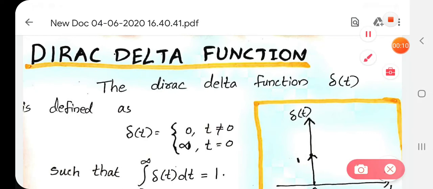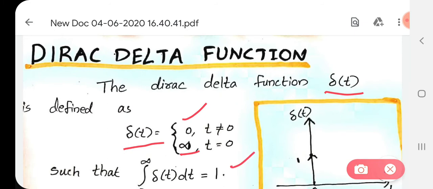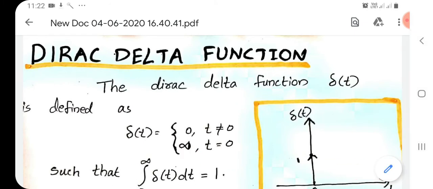Definition: the Dirac delta function delta t is defined as delta t equal to 0 for t not equal to 0 and infinity at t equal to 0, such that integral 0 to infinity delta t dt equal to 1.